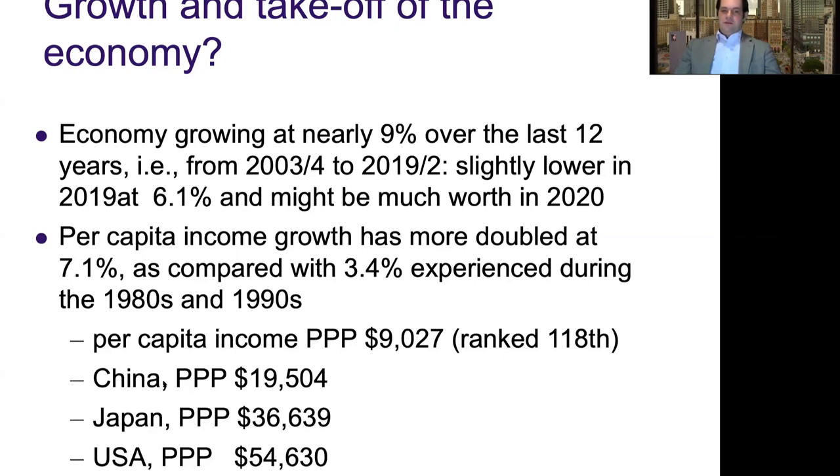But as you see, I put its comparisons here. China with 19,000, which is more or less double, a bit more than double, of per capita income. Japan is 36,000. The United States, at least this is the number of 2018, I believe, was 54,000. Maybe this year might also be considerably lower. So we do see that if you compare it to the 80s and 90s, there has been a considerable increase. At the same time, the country is still trailing behind several other countries.